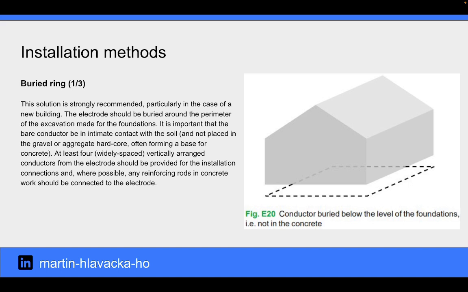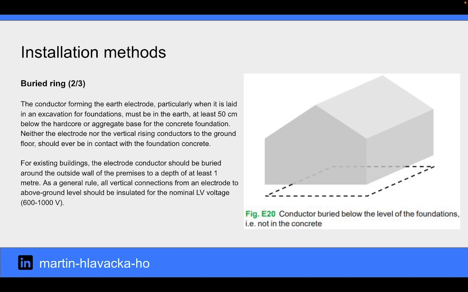At least 4 vertically arranged conductors from the electrode should be provided for the installation connections, and where possible, any reinforcing rods in concrete work should be connected to the electrode. The conductor forming the earth electrode, particularly when it is laid in an excavation for foundations, must be in the earth at least 50 centimeters below the hardcore or aggregate base for the concrete foundation. Neither the electrode nor the vertical rising conductors to the ground floor should ever be in contact with the foundation concrete. For existing buildings, the electrode conductor should be buried around the outside wall of the premises to a depth of at least 1 meter.